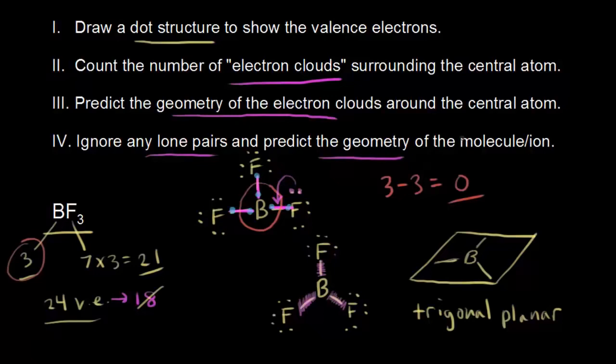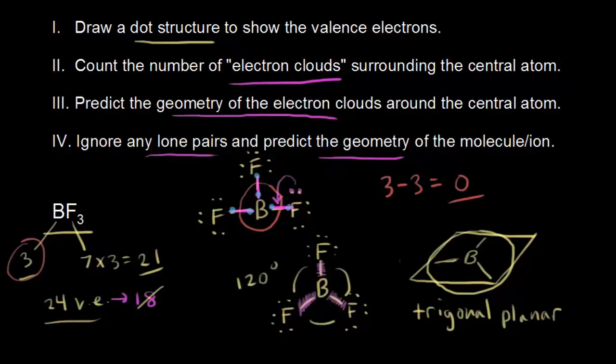Now, when we think about bond angles, the easiest way to think about what we would predict the bond angle to be for trigonal planar is to think about a circle. Since the electrons repel each other equally, you want to divide your circle into 3 equivalent angles. So 360 degrees divided by 3 is 120. So you can think about all of these bond angles as being 120 degrees, since those electron clouds repel each other equally. So we have a trigonal planar geometry with a bond angle of 120 degrees.